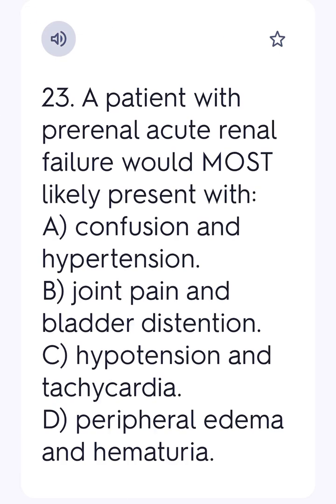23. A patient with prerenal acute renal failure would most likely present with A. Confusion and hypertension. B. Joint pain and bladder distension. C. Hypotension and tachycardia. D. Peripheral edema and hematuria. Ans. C.